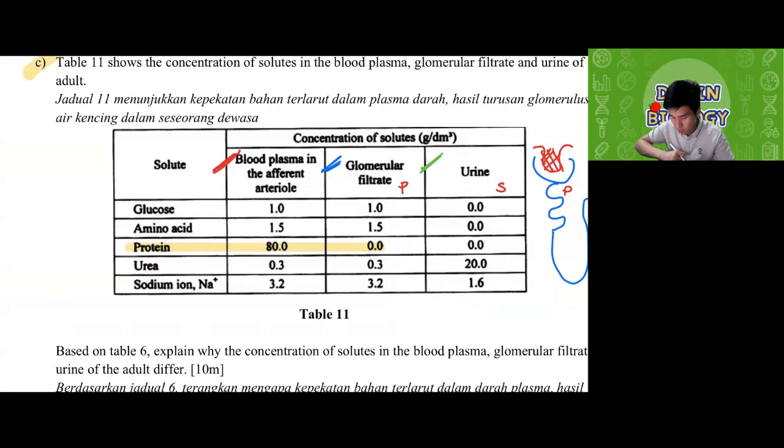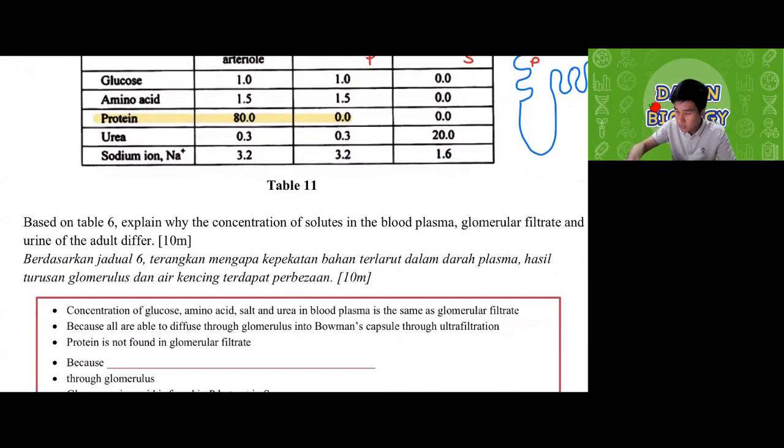Okay, so I give you the first 4 points here. The concentration of glucose, amino acid, salt, and urea is the same in blood and glomerular filtrate because all are able to diffuse through the glomerulus through ultrafiltration. However, protein is not found in the glomerular filtrate because it is too large to diffuse through the glomerulus. Okay, actually, this one is question one, same sentence. So we have 4 marks already.